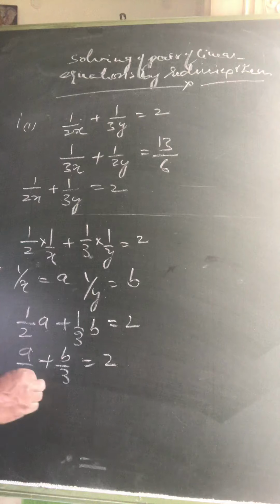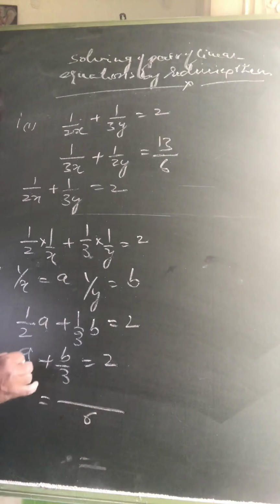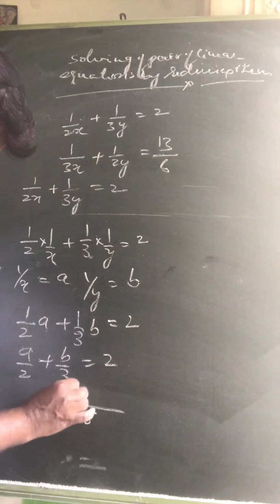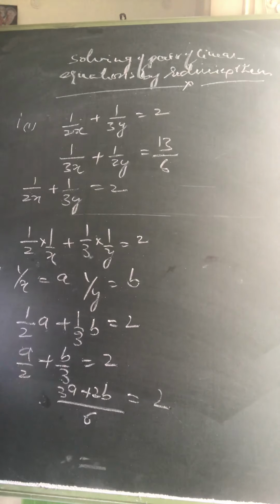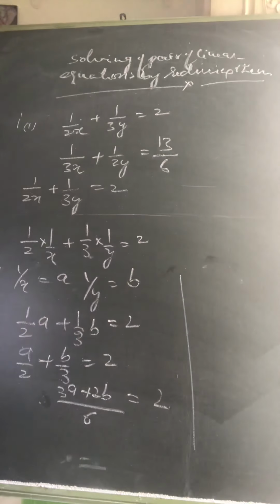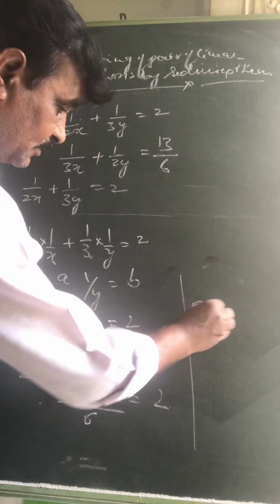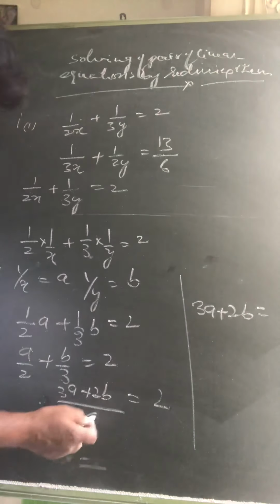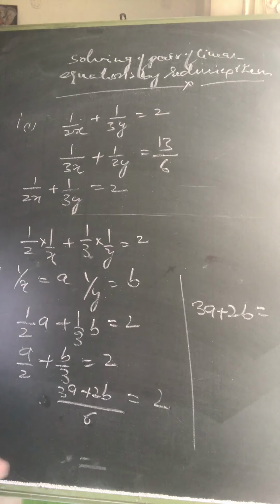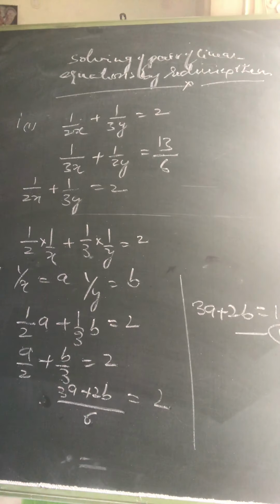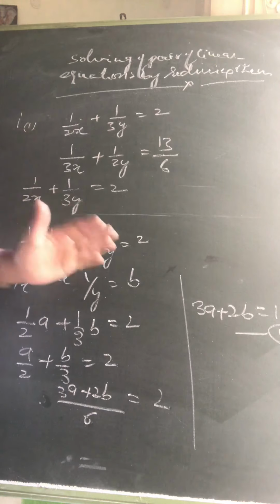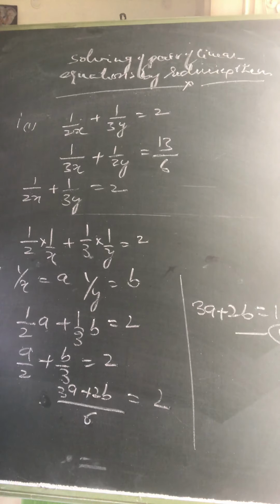Now take the LCM, which is 6. 2 3 is 6, so 3a plus 3 2 is 6, 2b is equal to 2. That gives 3a plus 2b is equal to, sending the 6 to the other side, 6 2 is 12. This is the first equation. This is the way to reduce the other equation also into a pair of linear equations. I think it is understood.